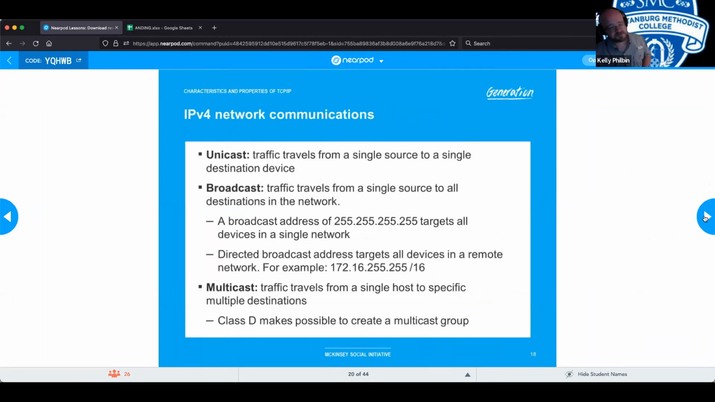Okay. So certain things we need to understand within IP version 4 networks. What exactly is a unicast? Unicast is a communication from a single source to a single destination. So that'd be me talking directly to Mark. That would be a unicast, and him speaking directly back to me.